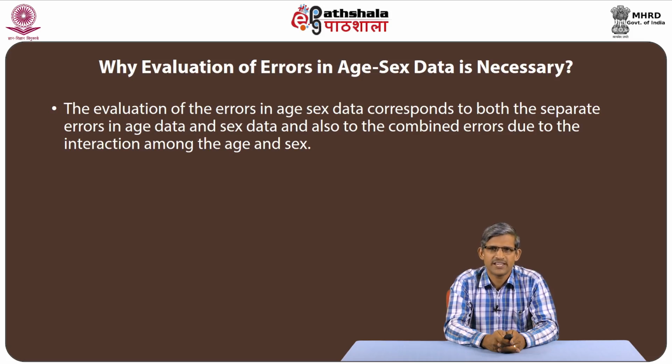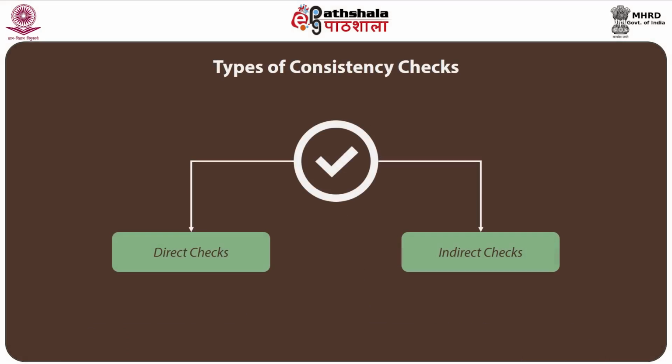The first important error that arises in any census or survey is concerned with the quality of the information on the coverage of the sex data. The types of consistency checks available give you some understanding of the extent of these errors in age and sex information. There are basically two types of consistency checks that are possible for the age-sex data. One is known as direct checks and the second is known as indirect checks.